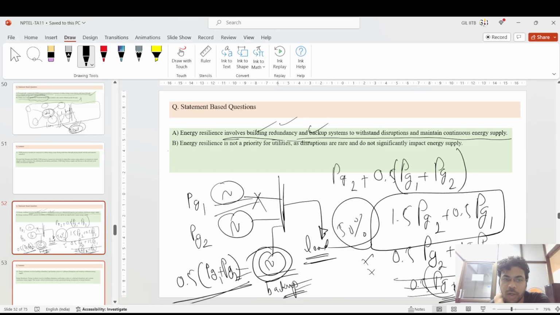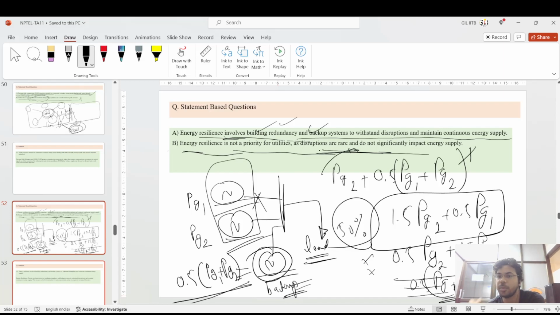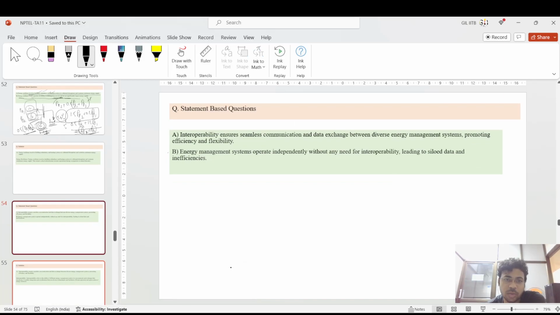So this kind of backup is needed, and this is also a redundant system because you already have a generating system, but you have a redundant generating system which is half of the capacity of both generators. So this involves energy resilience. Okay, and the second statement is telling that energy resilience is not a priority for utilities as disruptions are rare. That is false. Disruptions are not rare. They can come anytime, but you have to be prepared.